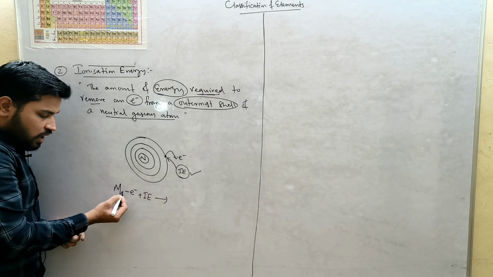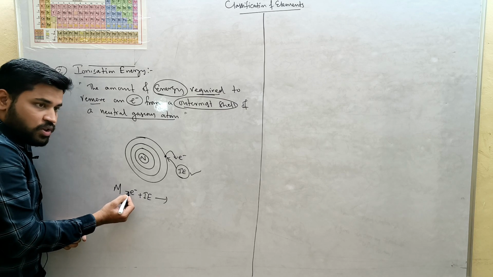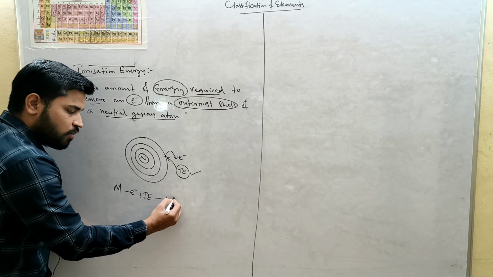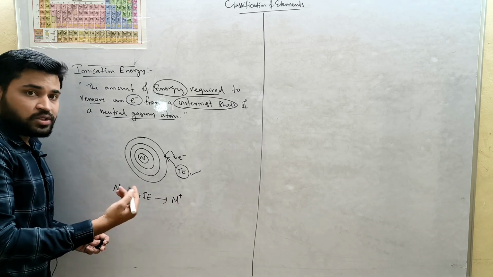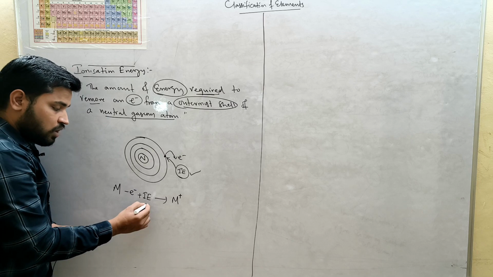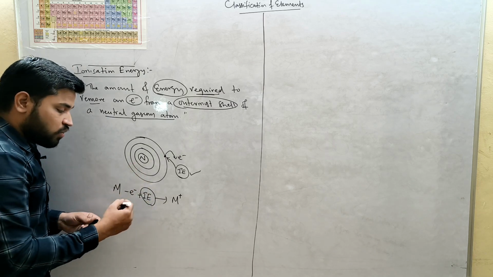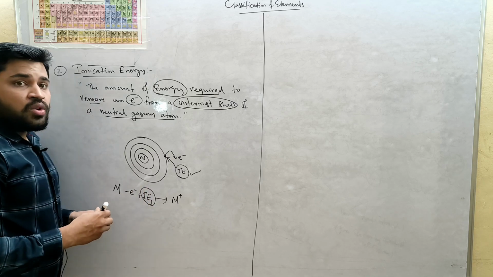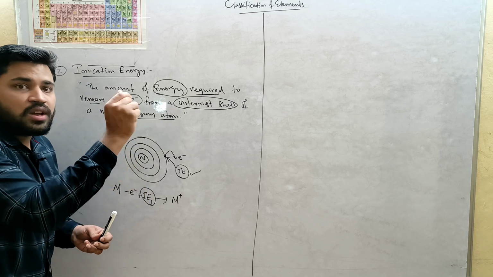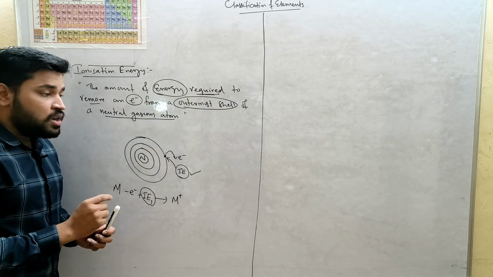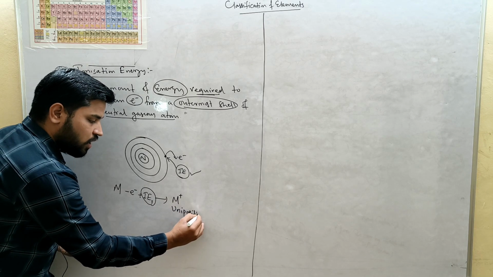So that energy which we are applying to remove this electron is called ionization energy. Let's take an element M. When we give energy to this metal or element and remove this electron, it becomes a cation or positive ion. Are you getting my point? The amount of energy you have given is called ionization energy. This is called first ionization energy, because we have given it to remove the first electron from the neutral gaseous atom. It becomes a cation, also written as a unipositive ion.